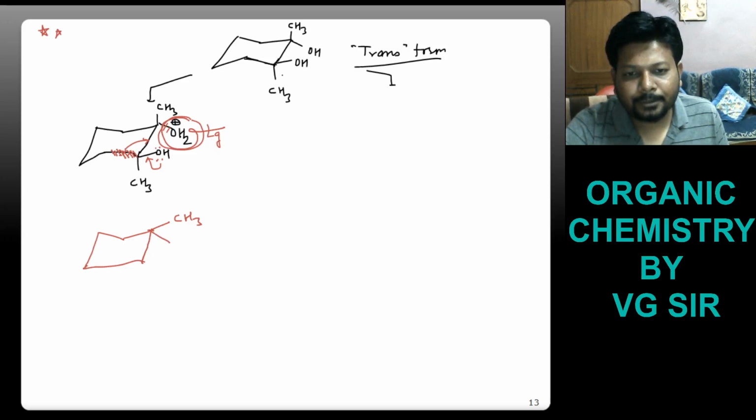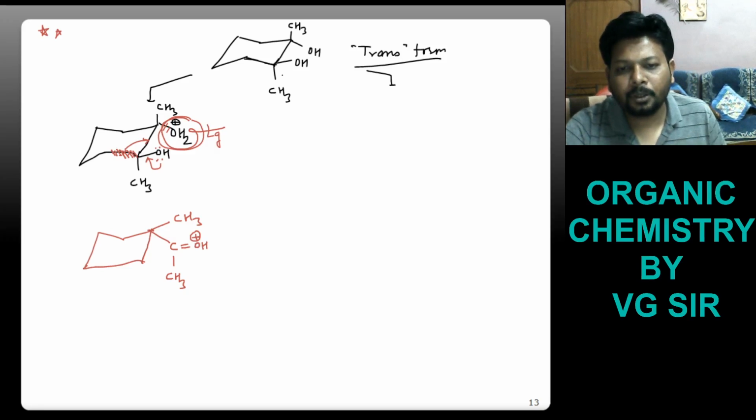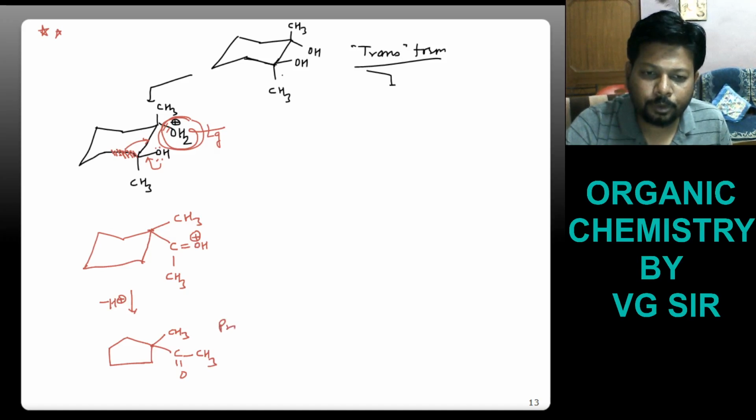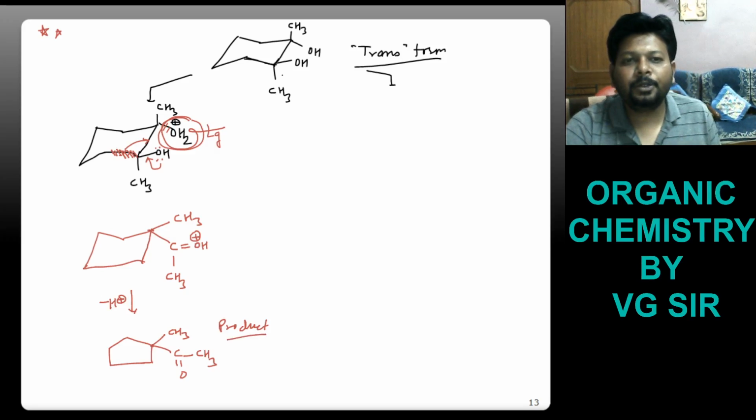So you will get this sort of thing, and it will release a proton to give a 5-membered ring. If I draw them correctly, there will be CH3 and there will be COOCH3. So this will be your product. Is that clear to you?